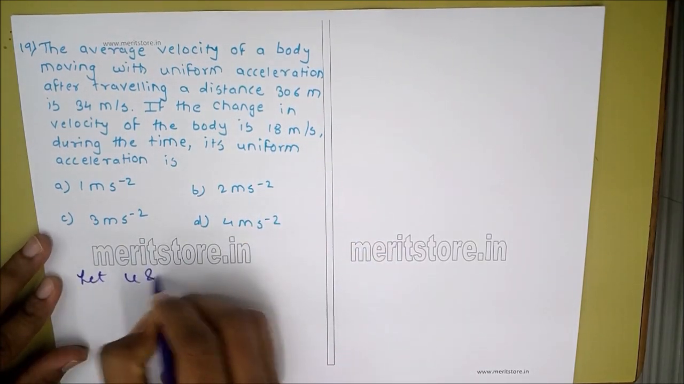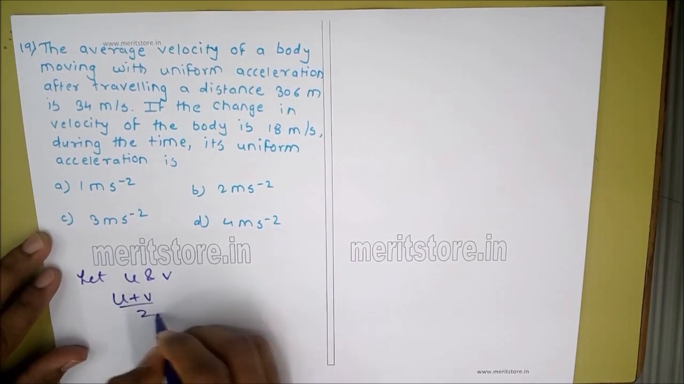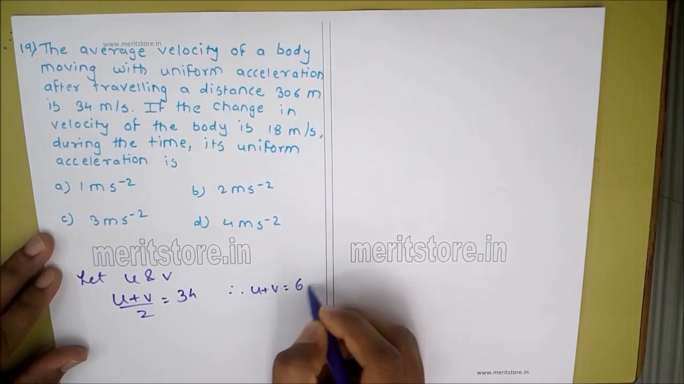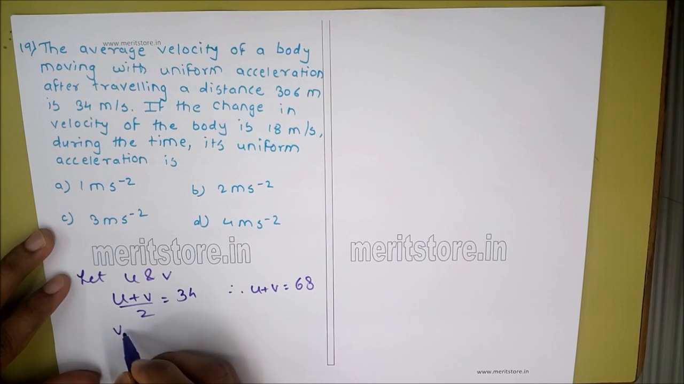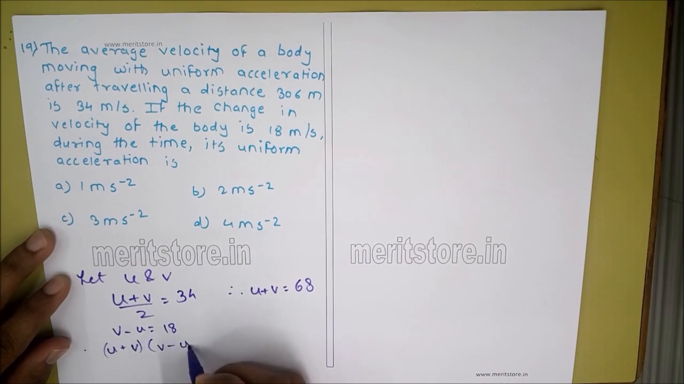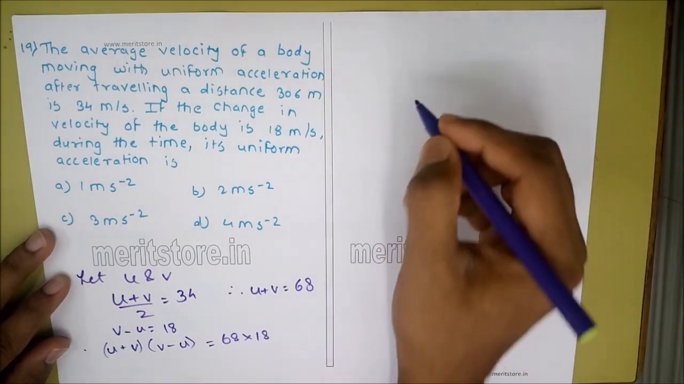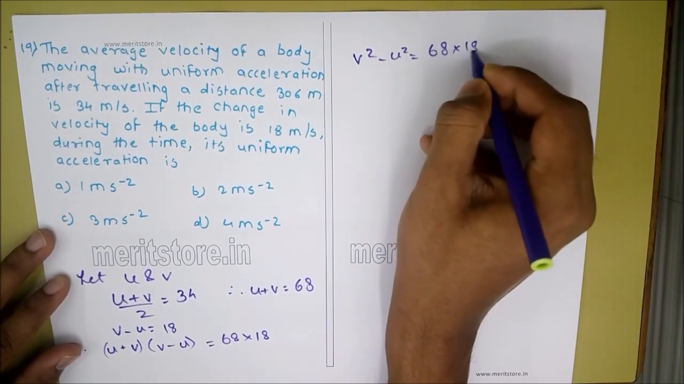Let u and v be the initial and final velocities of the body. So average velocity can be given as u plus v by 2, which has a value of 34. Therefore u plus v is 68. And the change in velocity, that is v minus u, is given as 18. So multiplying this to u plus v into v minus u is equal to 68 into 18. So that is v square minus u square is equal to 68 times 18.